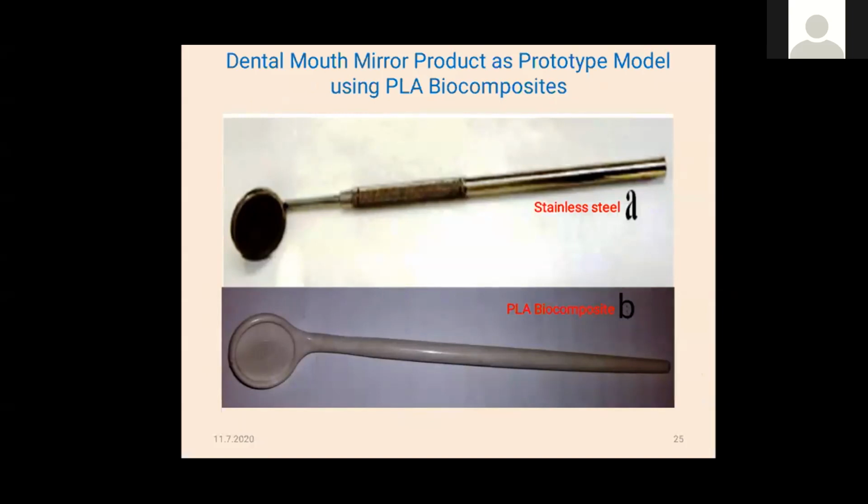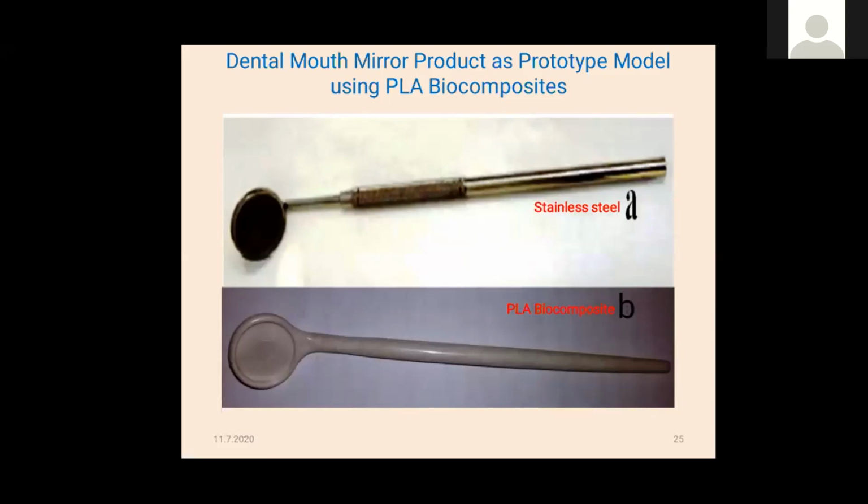The part shown is a currently used stainless steel mouth mirror used by the dentist. It needs a repeated sterilization process, whereas this PLA biocomposite dental mouth mirror avoids repeated sterilization because it is a single use and throw product. After preparing this product, I wanted to prove its biodegradability and biocompatibility, and whether the complete carbon cycle is closed or not.